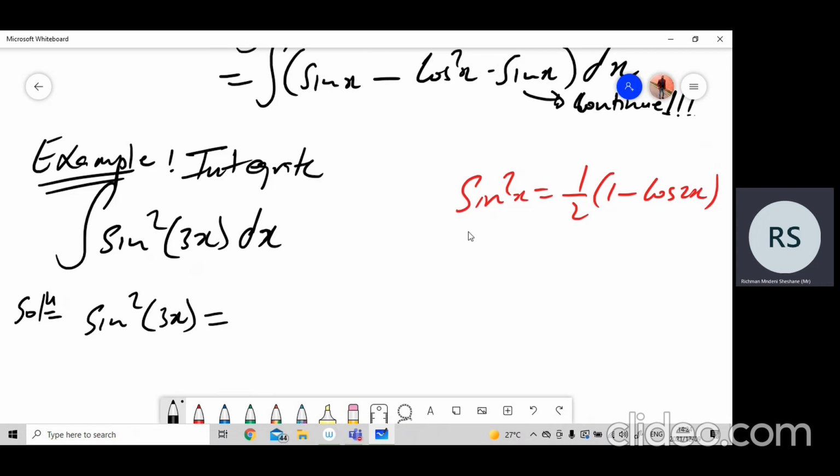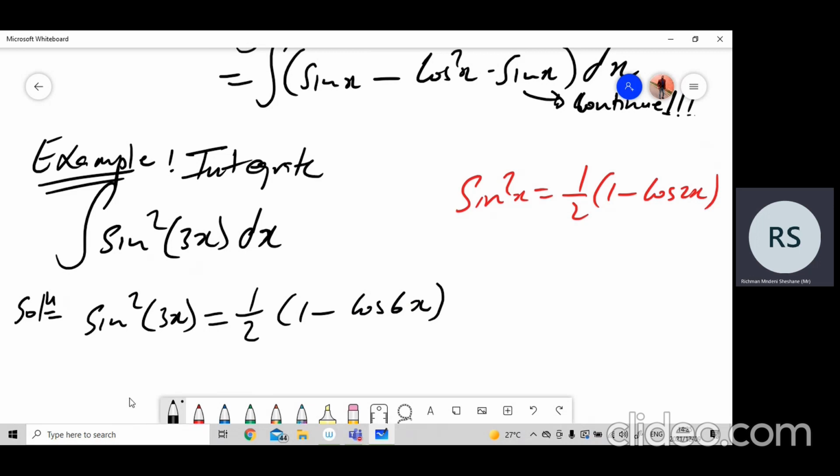So sine squared of 3x, where there's x, it's going to be 1 over 2, 1 minus cos of where there's x, we put 3x. So if we put 3x, we're going to have 6x. So this is basically the identity for this one. The identity for sine squared of 3x is 1 over 2, 1 minus cos of 6x.